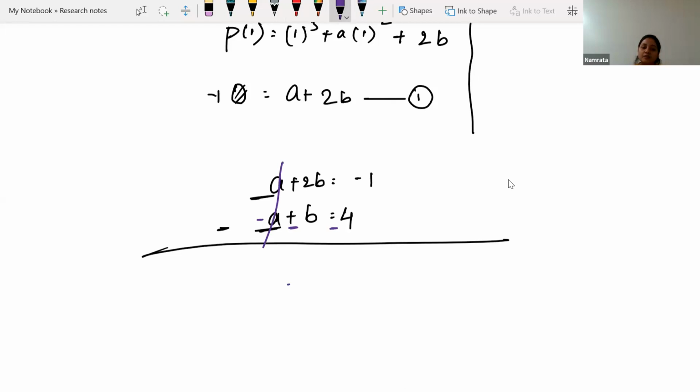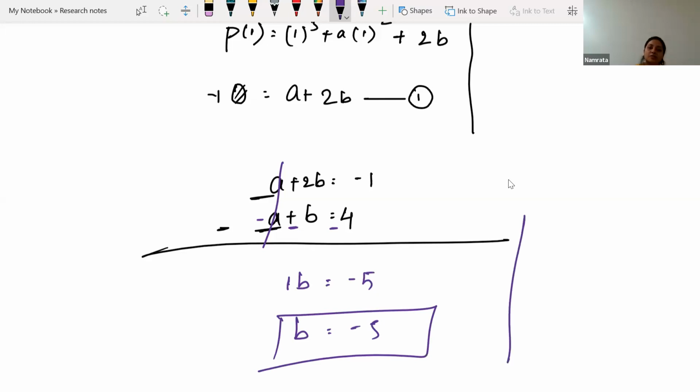It will be 1b, right? Yes, ma'am, 1b, or we can also say only b. It's the same thing. On the other side we will have minus 5. Perfect, we got the b value negative 5. We just have to find the a value. That is equation number 2. It's simple. Whatever b value we have, we can substitute it in equation number 2 and easily get the a value.